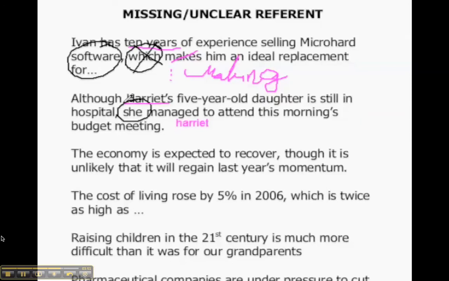Now, somebody has circled she and said, well, that refers clearly to Harriet. But the only noun I see in the previous part of the sentence that refers to a person is Harriet's 5-year-old daughter. All right, so be careful with this. It cannot refer to a person in the possessive part. All right? Okay, now the next one.